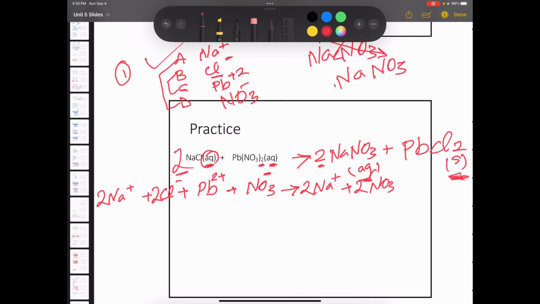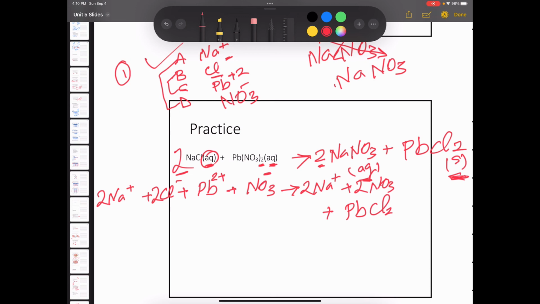Let's look at the lead chloride. This one is a solid. Because it's a solid, the cations and anions will not dissociate from each other. However, it will remain intact as PbCl2. That's why it's a precipitate. It's not going anywhere. It's not dissolving. So the cations and anions remain closely attached to each other, unlike the aqueous compounds that are soluble in water.